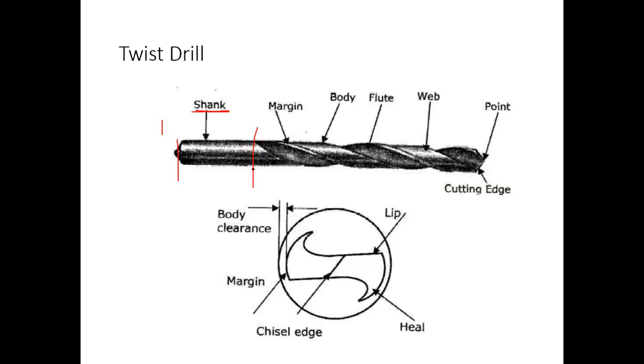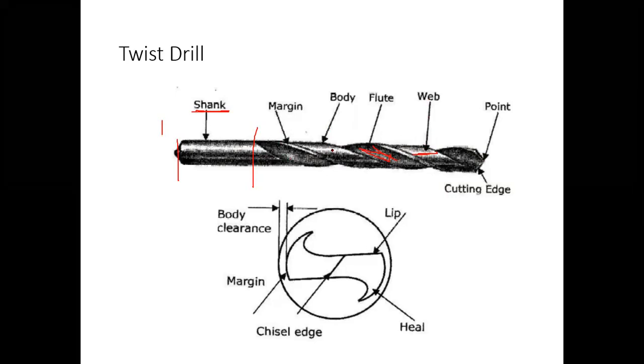In this body, this complete thing is considered as the body. In that, you have different portions. Whatever the groove is, this groove is considered as a flute, and the solid portion is considered as the web. So this is the web and this is the flute.